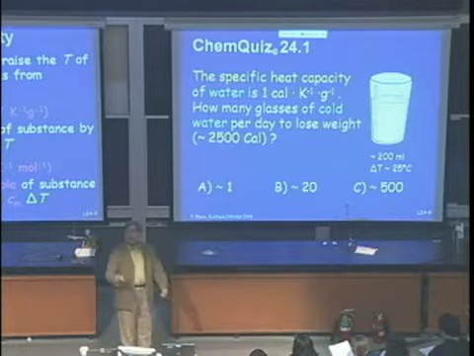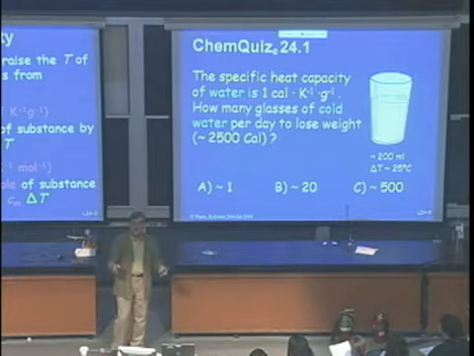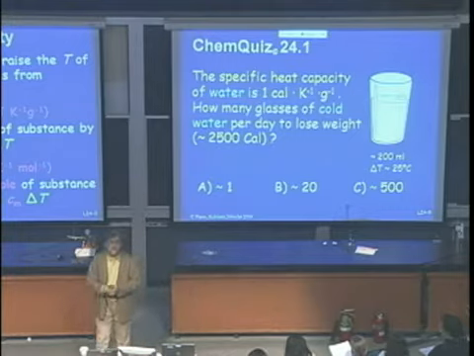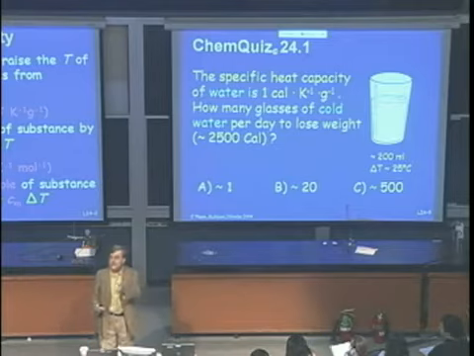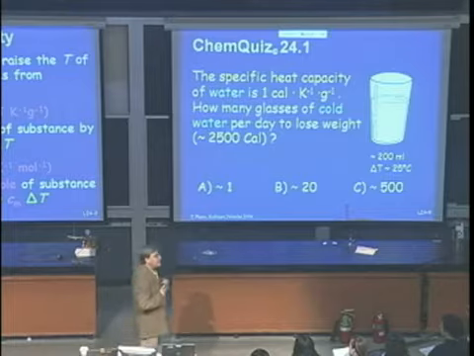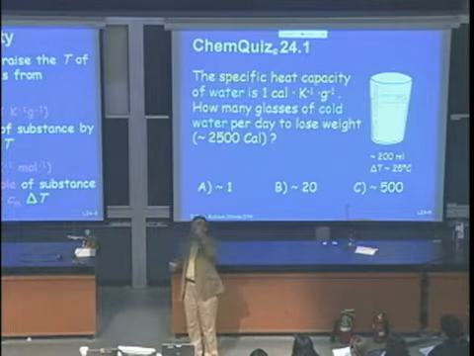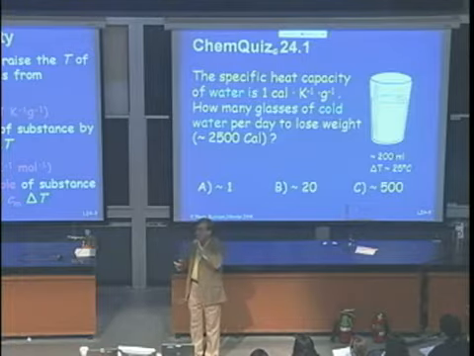And now I'm going to propose to you a new diet, okay? The new diet is if we drink cold water, the cold water comes out of the tap, it's about 12 degrees Celsius. Your body is about 37 degrees Celsius. The delta T between this, when you put the water in your body, is 25 degrees.